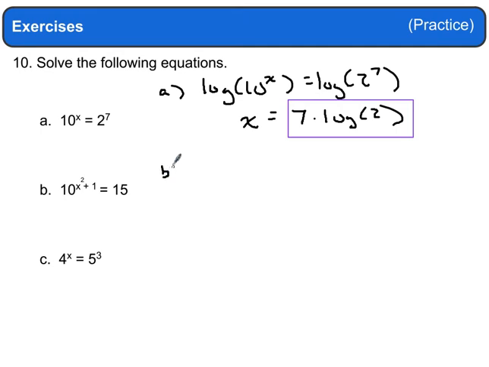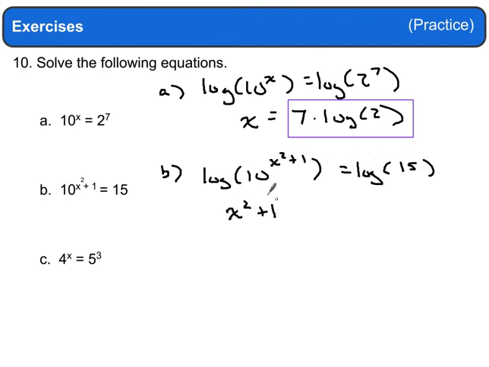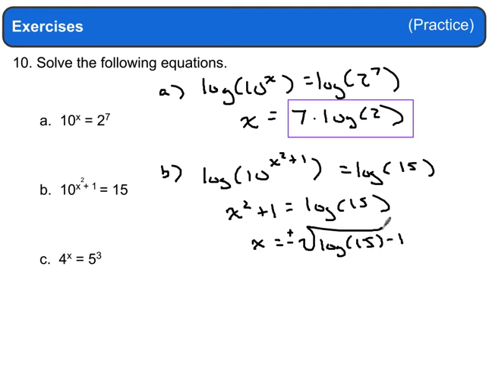So in part B, if we log both sides, log 10 to the x squared plus 1 equals log 15. So we move this out to the front, so you get x squared plus 1. The log 10 cancels, and you get log 15. What we're going to do is subtract 1, and then take the square root. So x is going to equal plus or minus the square root of log 15 minus 1.